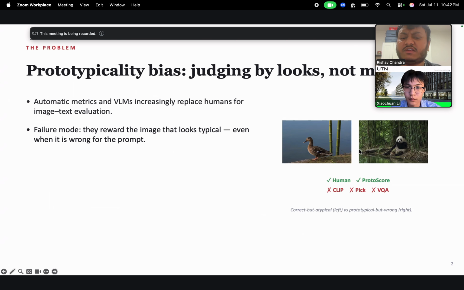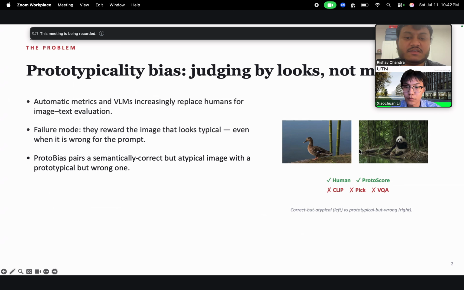Ideally, the model should focus on the semantic meaning of the prompt, but many models instead rely on some shortcuts. For example, suppose the prompt says an animal by a pond with exactly 2 bamboo stalks in the background. One image may satisfy the prompt perfectly, but perhaps the animal shown is unusual or less common to be found. Another image might contain a panda, which is strongly associated with bamboo, but the number of bamboo stalks may be incorrect. Humans generally choose the semantically correct image because they pay attention to details. And many automatic evaluation systems prefer the panda simply because it looks like the more typical example.